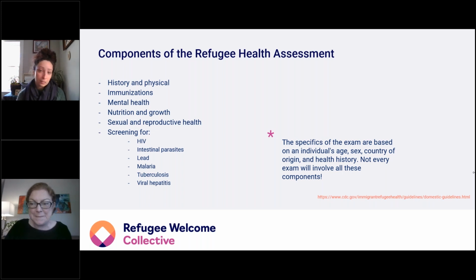It can get a little complicated for providers to know who to do what for, so that's nothing we would ever expect a sponsor or supporter to know. But if it comes up, right, that someone is saying, well, what's going to happen during this exam? You can talk about, well, they're going to talk to you about your health history. They're going to update your immunizations. They're going to make sure you're feeling okay. And they're going to do some lab work to make sure you don't have any illness that we can easily treat so it doesn't get worse. Next slide.